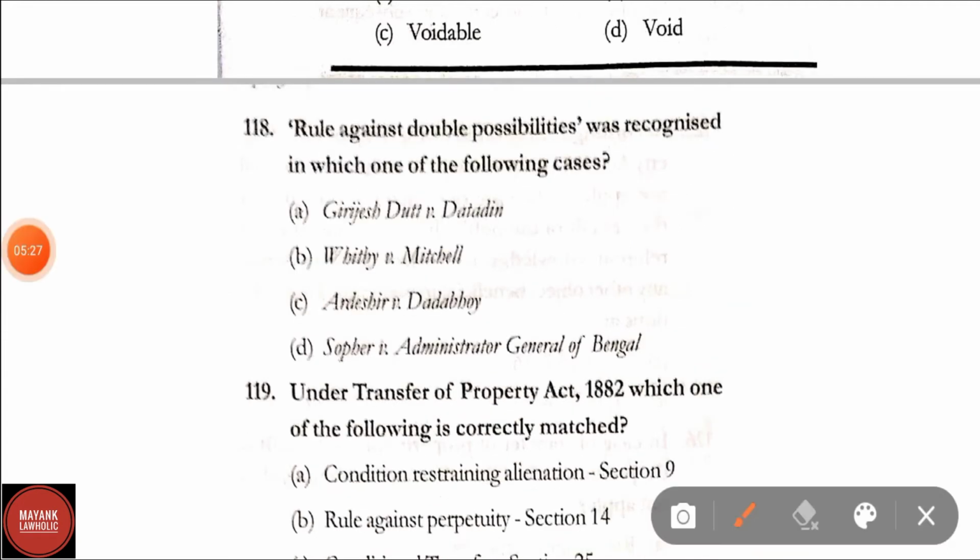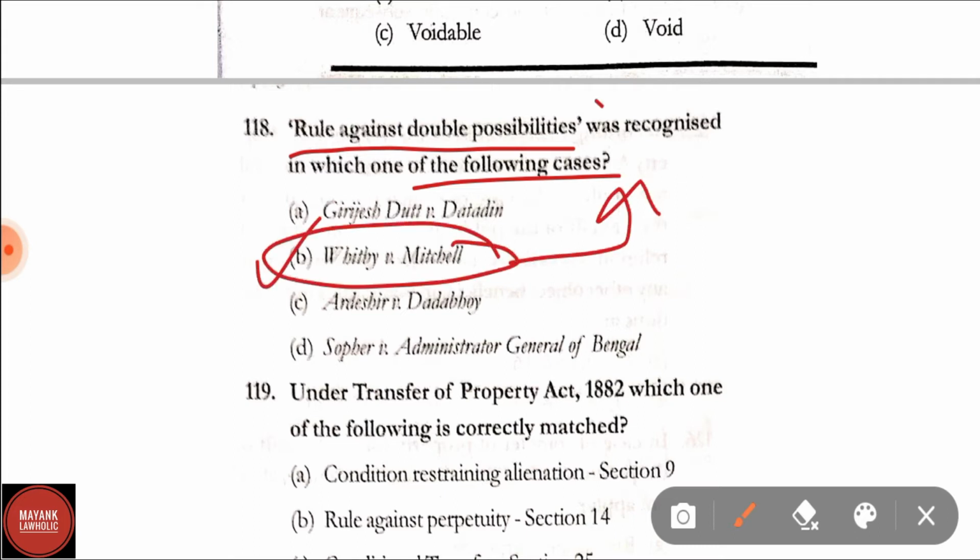Question number 118. Rule against double possibilities was recognized in which of the following cases? Options are Girejesh Datta versus Datadeen, Whitby versus Michel, Ardisar versus Jaddaboy, Sofer versus Administrator General of Bengal. Here correct answer is option B, that is Whitby versus Michel. The rule against double possibilities was recognized.